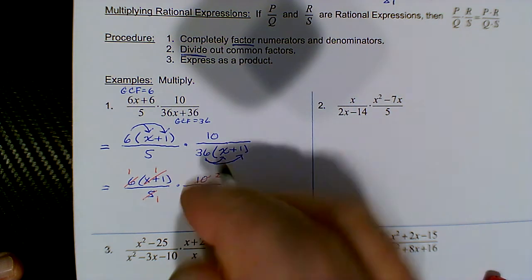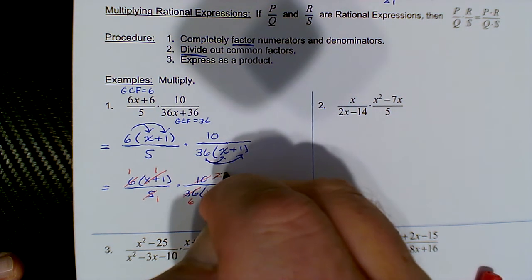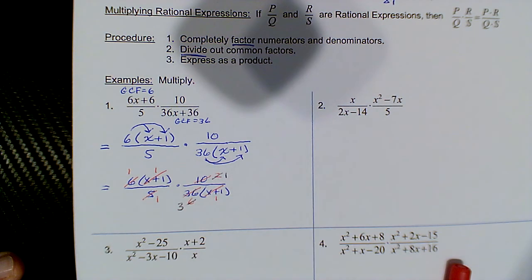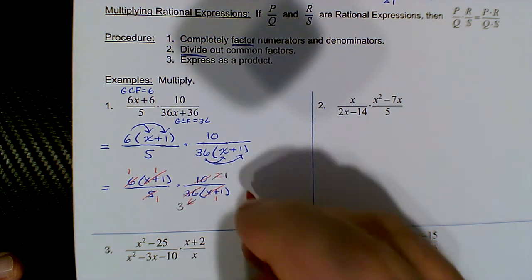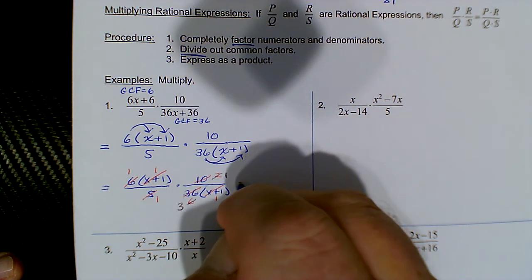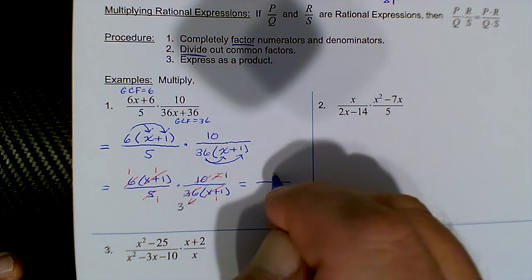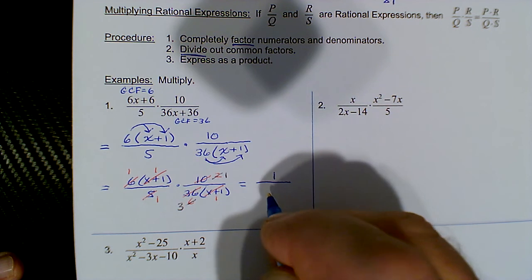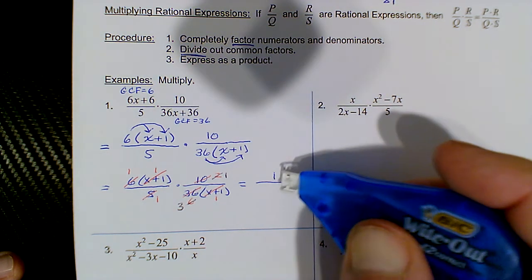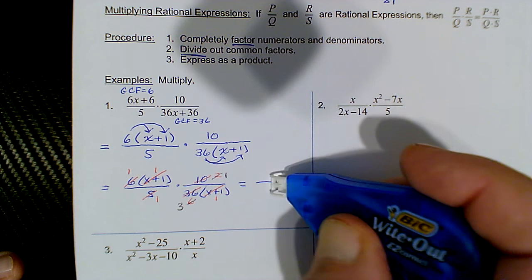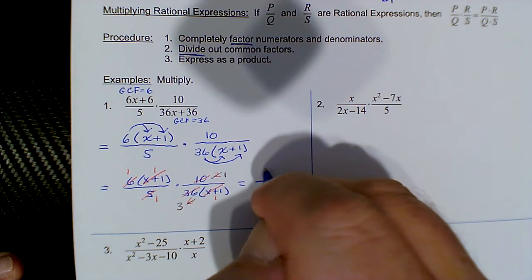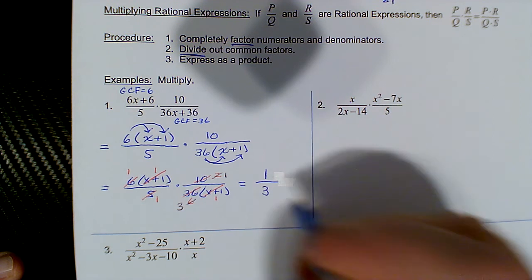So let me do it with a different color. 2 goes into 2 once, into 6 3 times. So it looks like the only thing left in the numerator is 1. And in the denominator, oh, just 3. So that worked out really nicely. So all that reduces to 1/3.